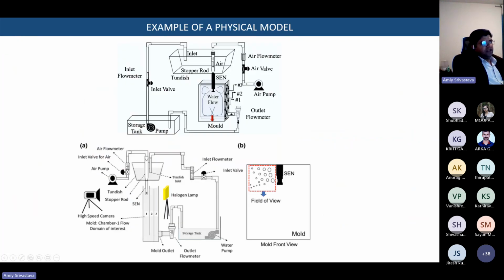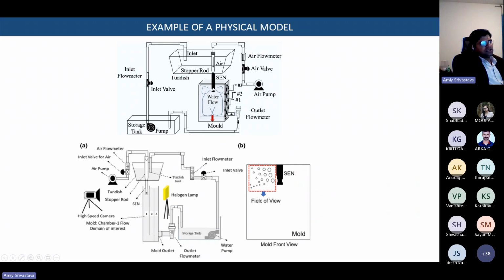I wanted to give you a flavor of a physical model. This physical model we developed when I was at U of T. Dr. Dinda was also there with me. So here you can see how we developed the physical model. This is a complex physical model. We used different types of pumps, air pumps, and different types of flow meters. And the design was also very critical.